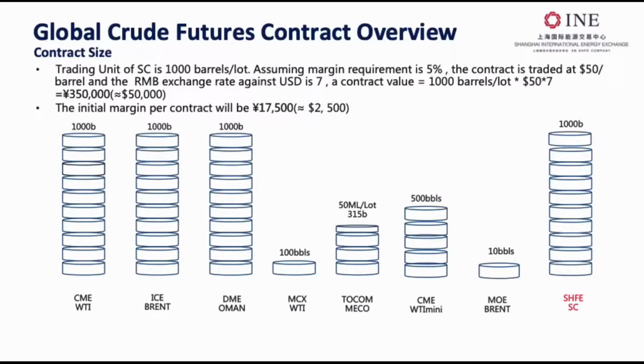This slide is an overview of the contract size of global crude futures. Like many other contracts, the unit of Shanghai Crude Oil Futures is 1,000 barrels per lot. Assuming 5% as the margin rate, the contract is traded at $50 per barrel, and the RMB exchange rate against the US dollar is 7. The contract value would be 350,000 RMB. And the initial margin per contract will be 17,500 RMB.